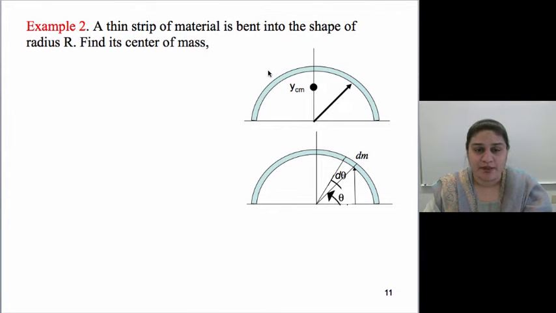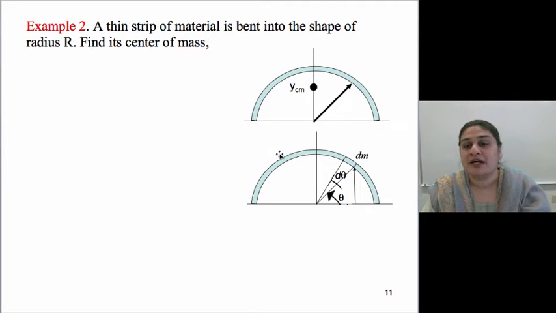Example 2. A thin strip of metal is bent into the shape of radius r. Find its center of mass. So this is my thin strip of material. It's bent into the shape r. Find its center of mass. So this is a two-dimensional problem, so we're going to have to find x center of mass and y center of mass.